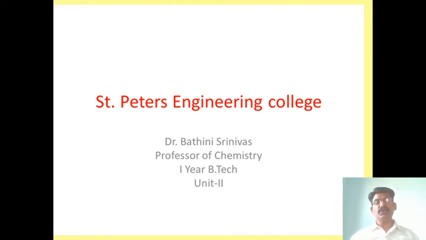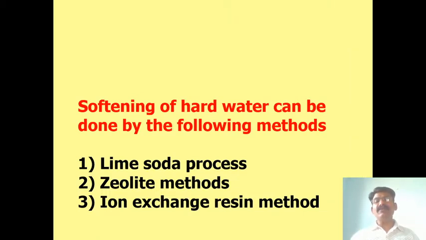So now today our class is external treatment of hard water, means softening of the water, means purify the water. So softening of hard water can be done by three methods. One is the lime soda process, another one is the zeolite method, and the third one is the ion exchange resin method. Among these three, the ion exchange resin method is a very important method, and according to our JEE syllabus, ion exchange resin method for purification of hard water.